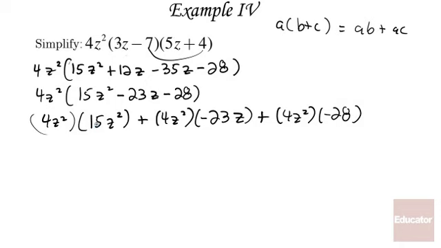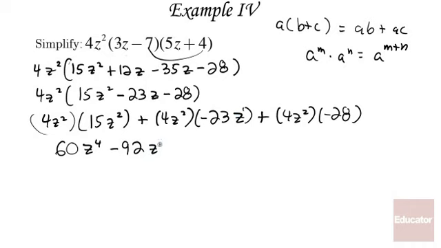Okay, so I get 4 times 15, that is 60. Remembering that a to the m times a to the n equals a to the m plus n, I add the exponents. So adding 2 and 2 to get 4. This is z to the fourth power. 4 times negative 23 is negative 92. Z squared times z to the first power is 2 plus 1 is 3. Now, 4 times negative 28 is negative 112. And here I just have a z squared, no z term there.